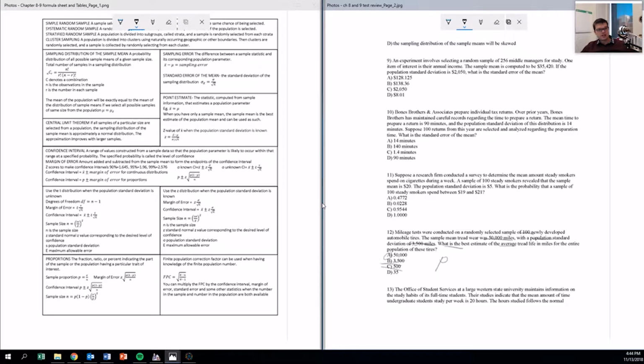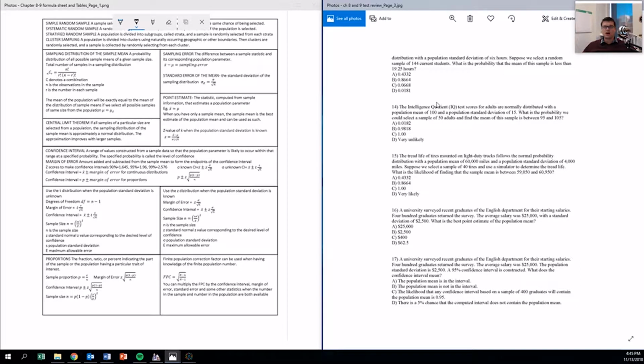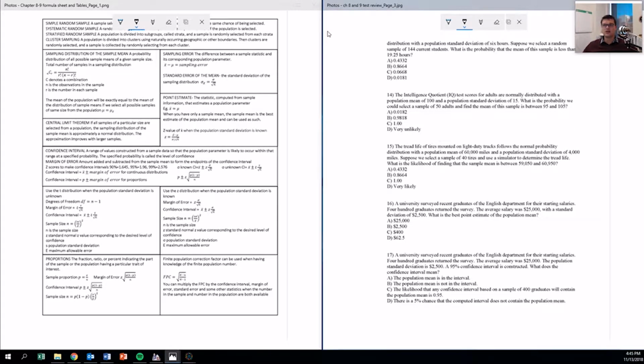And the point estimate right here: the statistic computed from sample information to estimate the population parameter. The Office of Student Services at a large Western state university maintains information on the study habits of its full-time students. Their studies indicate that the mean amount of time undergraduate students study per week is 20 hours. The hours studied follow the normal distribution with a population standard deviation of 6 hours.